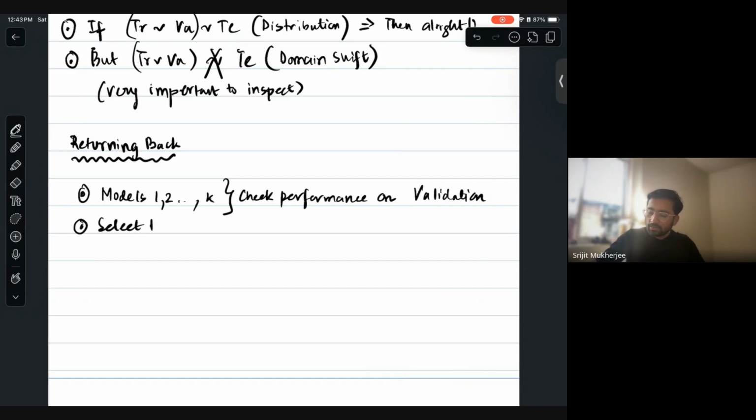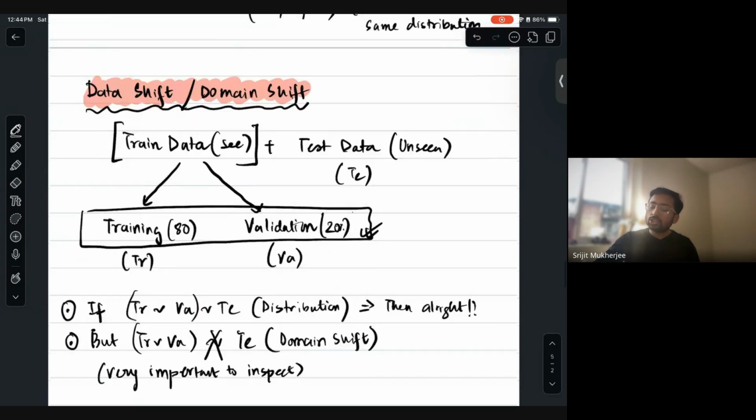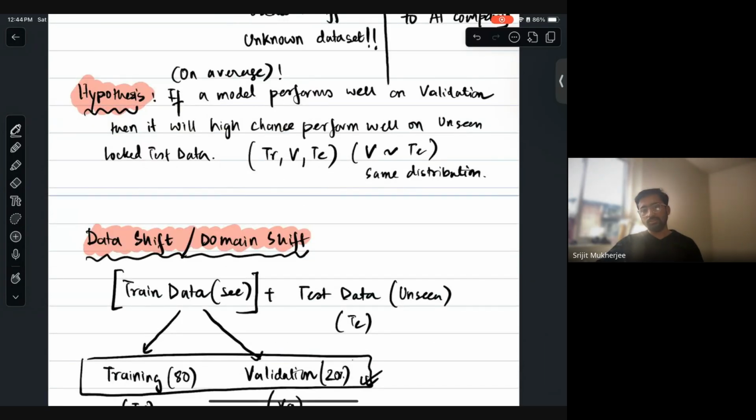Select the one with the best result, and then give it to the hospital for the test data result. And then they write it in their paper or journal, whatever. But the whole idea of validation is nothing but a pseudo test, because you don't have the actual test. So you're assuming that this is the same distribution as the test, right?